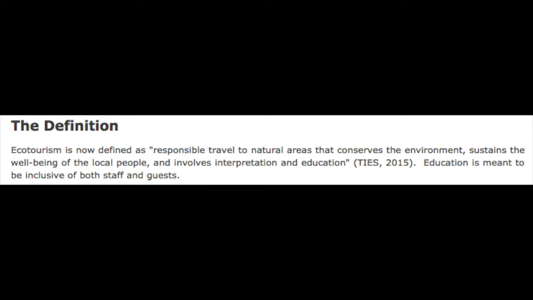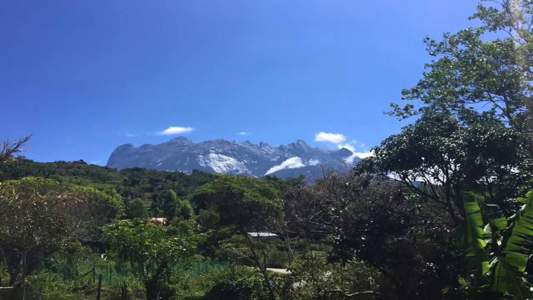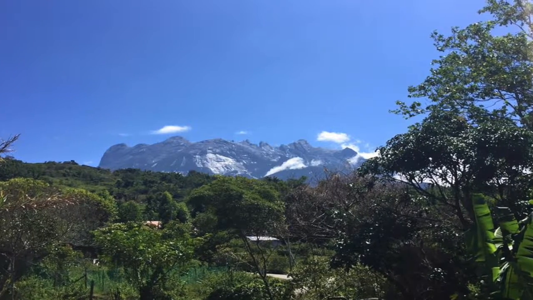This video will focus on a particular sector of tourism called ecotourism. According to TIES, the International Ecotourism Society, the latest definition of ecotourism is responsible travel to natural areas that conserves the environment, sustains the well-being of the local people, and involves interpretation and education. Ecotourism is centered around uniting conservation, communities, and sustainable travel.